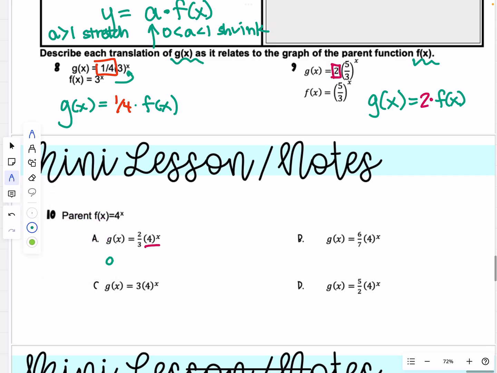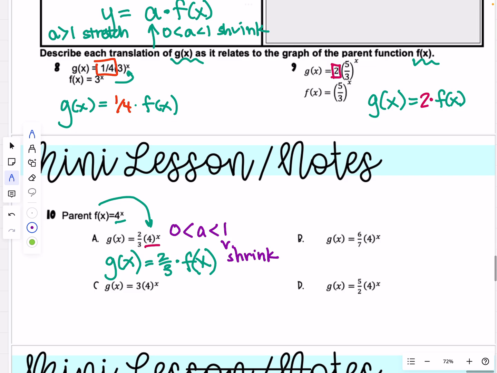We've got g of x is equal to, well, our parent function is 4 to the x, so this is f of x. So we've got 2/3 times f of x. Now, is that a vertical stretch or a vertical shrink? Well, in this case, a is less than 1, but greater than 0. So this is going to be a vertical shrink.